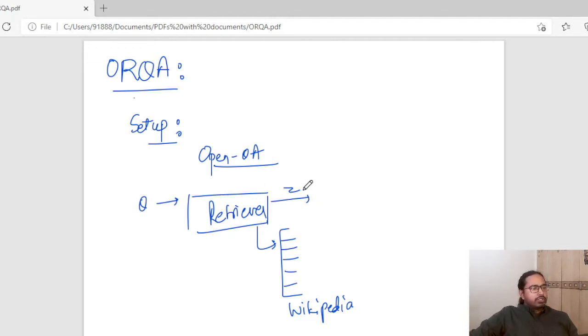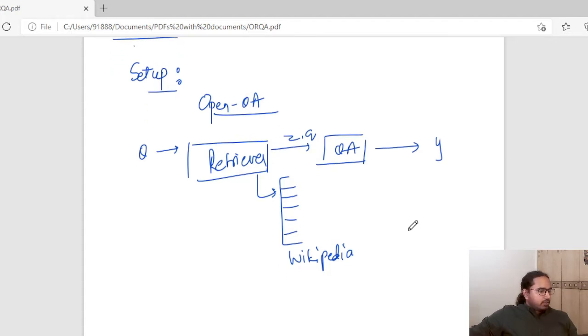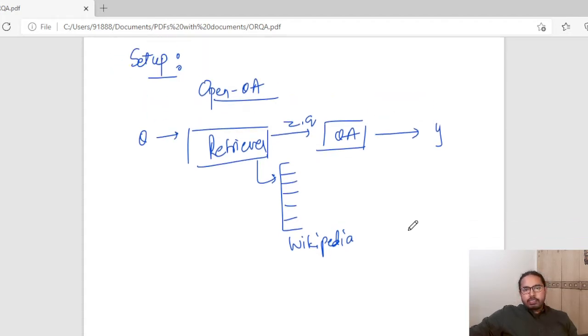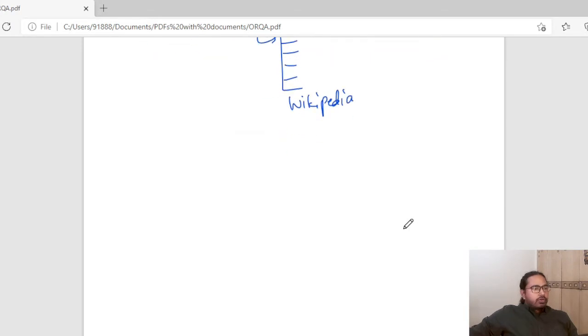So the question and the retrieved documents are then passed to a QA model, and that QA model after that predicts the final answer. We use the predictions of the QA model to train it using marginal log likelihood, as we discussed in the last video. So that is the basic architecture. So talking about basic setup here.